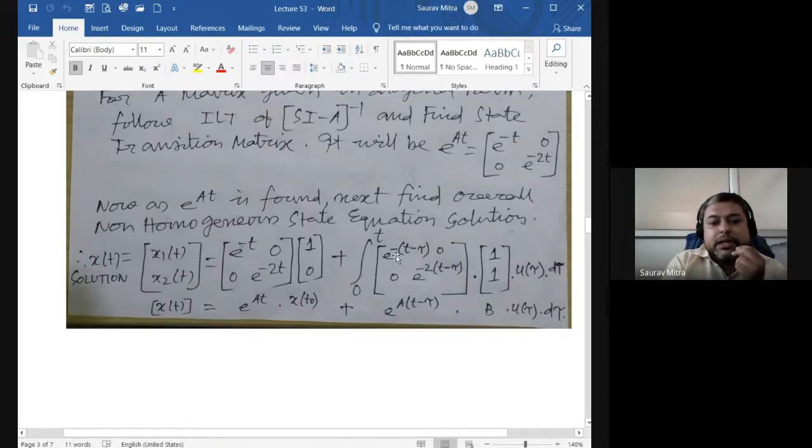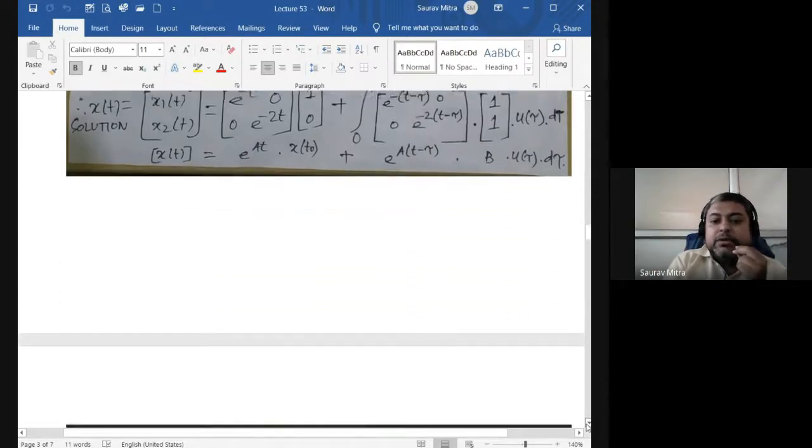So e raised to minus (t minus tau). Here it was e raised to minus 2t. So in place of t, put t minus tau. That's all. So x1(t), x2(t) is e raised to AT into the initial condition, which should be given, plus the integration from 0 to t of e raised to A(t minus tau), B matrix, u tau. That means you have to substitute that as 1. Now do the multiplication.